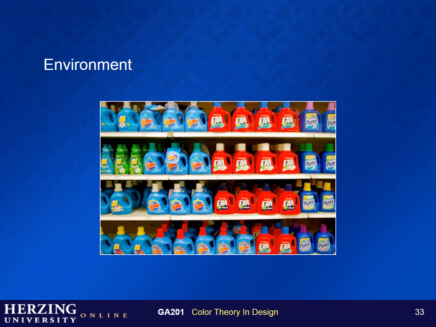The space a color is presented in, its environment, is also something to consider. For example, a designer of retail packaging may choose a color scheme opposite that of a competitor's in order to stand out. However, the overall scheme should remain true to the nature of the product so that its perception remains in context.